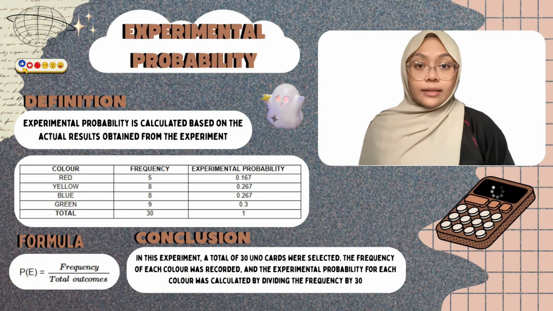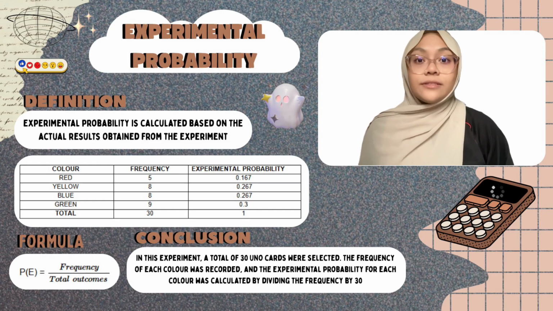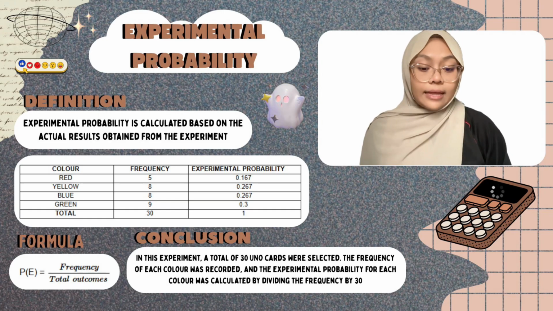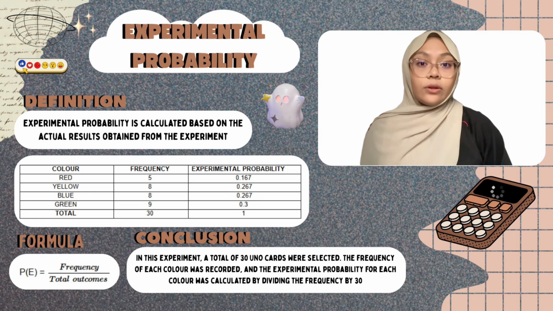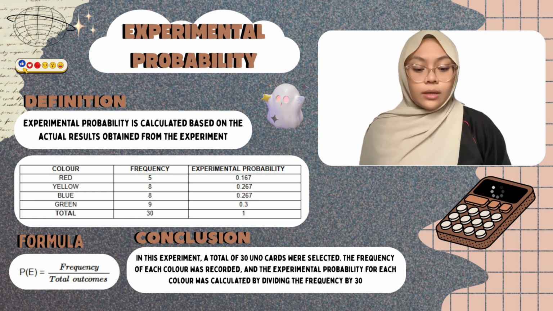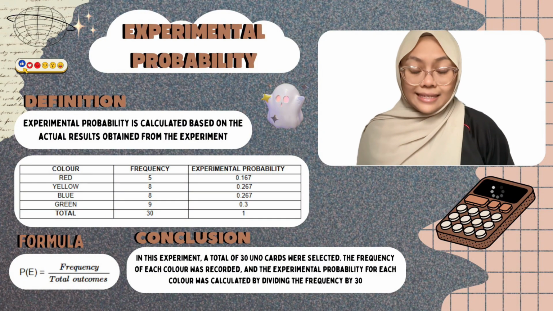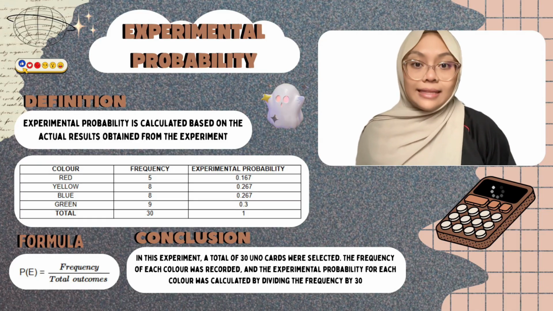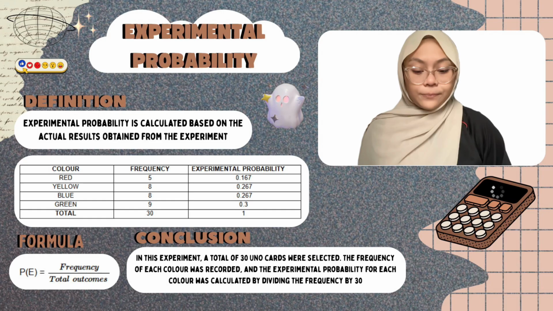Now, red appears 5 times, so the experimental probability is 5 over 30. Yellow appears 8 times, so the experimental probability is 8 over 30. Blue appears 8 times, so the experimental probability is 8 over 30. And green appears 9 times, so the experimental probability is 9 over 30.